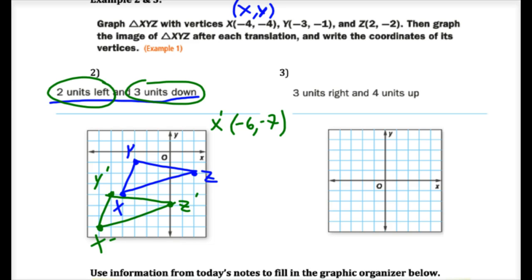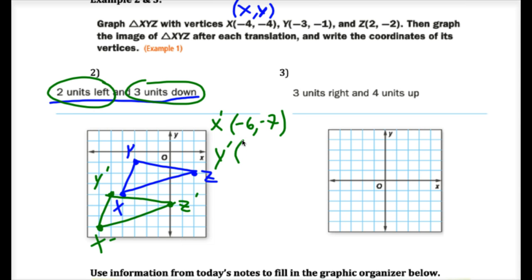2 left. What's -4 minus 2? -6. What's 3 down? Down means that. What's -4 minus 3? -7. That's always going to work. So, that's tomorrow's lesson.